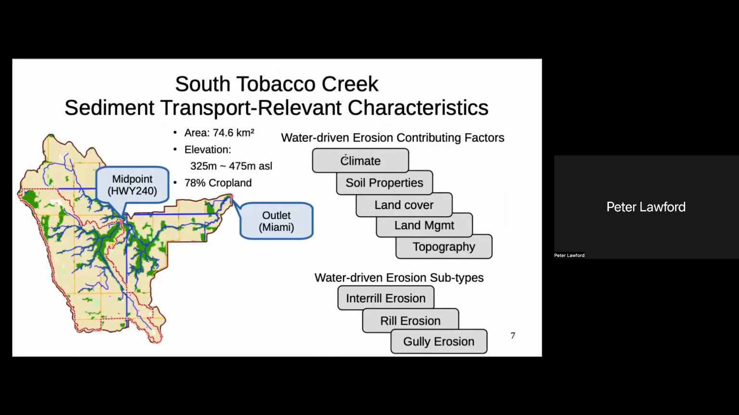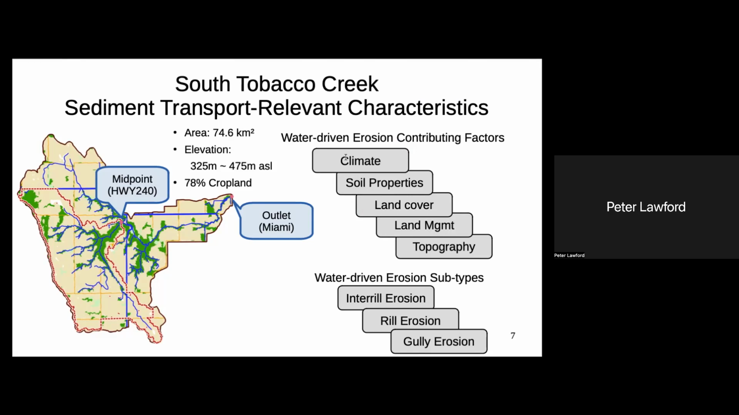Here's just an outline of what South Tobacco Creek looks like. It's 74 square kilometers. It has a fairly high difference in elevation between highest and lowest, for the prairies, because it has an escarpment, and it's mostly cropland, 78% cropland. I've marked here the outlet and the midpoint. I'll be talking mainly about the outlet.